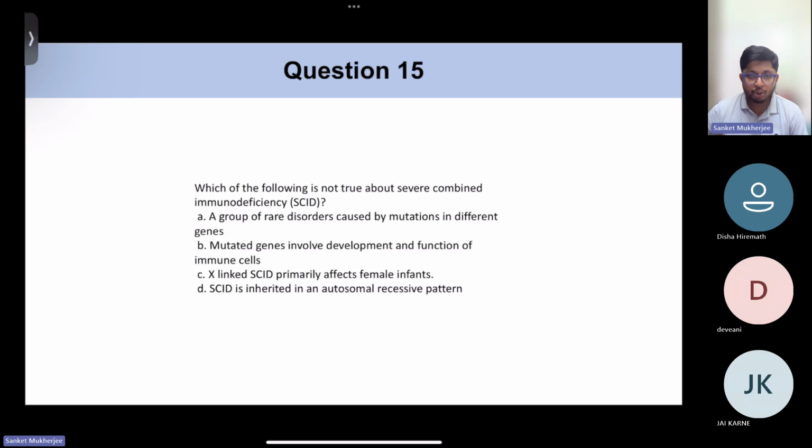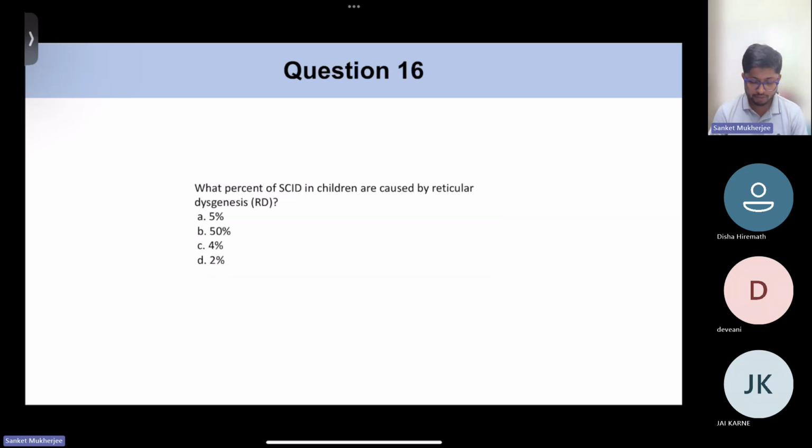Which of the following is not true about severe combined immunodeficiency disease? It's a group of rare disorders caused by mutations in different genes. Mutated genes involve development and function of immune cells. X-linked SCID primarily affects female infants. And SCID is inherited in an autosomal recessive pattern. Which is not true? Option C is the right answer.